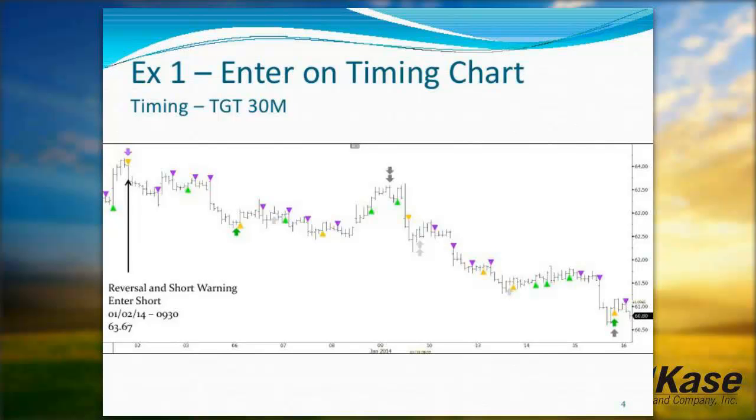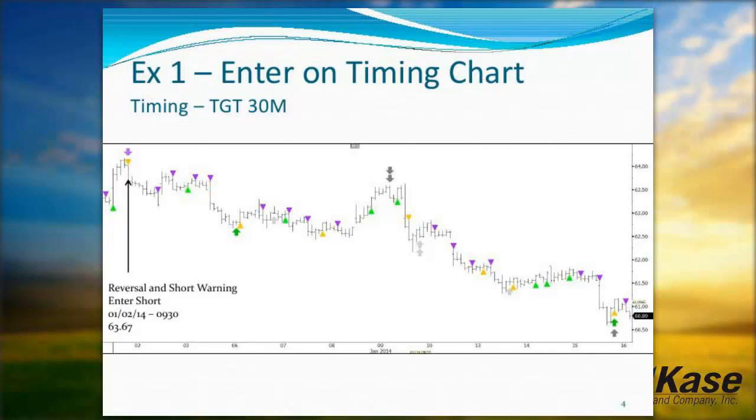And so we actually see that we get the small pullback here. We get this purple arrow, or purple dart, and that's where we could also take a more conservative entry. But in this case, we're going to follow our quote-unquote guidelines. We're going to take this pierced dart. We go ahead and go short here. Now that was at 9:30 on January 2nd.